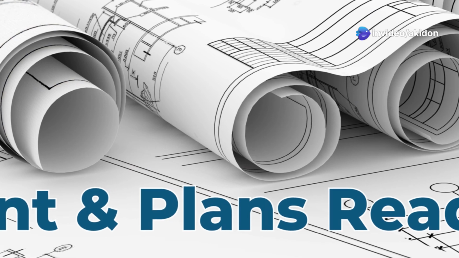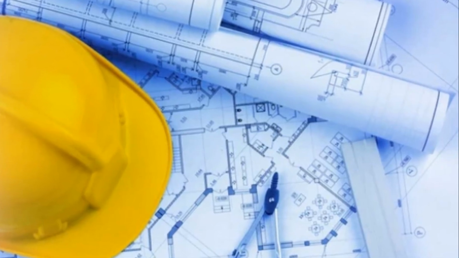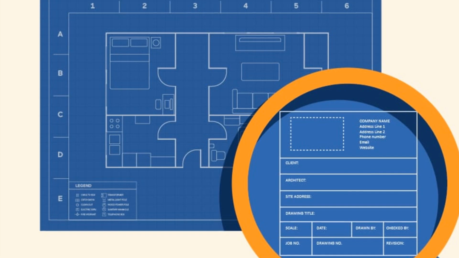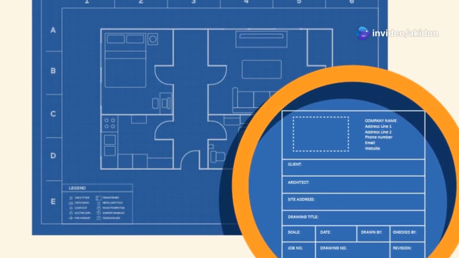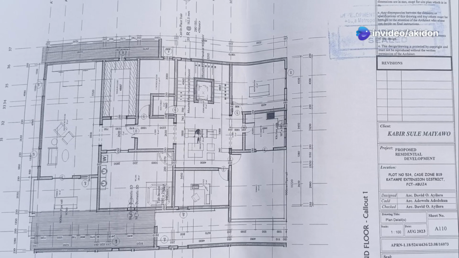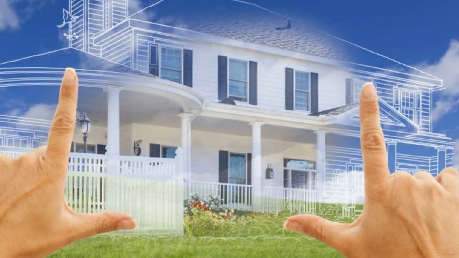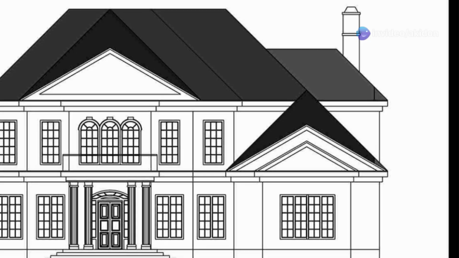Building plans are divided into different sections. Each section focuses on a specific part of your home. Title block. This is like the cover page. It tells you the project name, the names of the architect and builder, and the date the plans were made. Floor plans. These are like bird's eye views of each floor of your house. They show you the layout of the rooms, the location of walls, doors, and windows, and even where fixtures like sinks and toilets go.